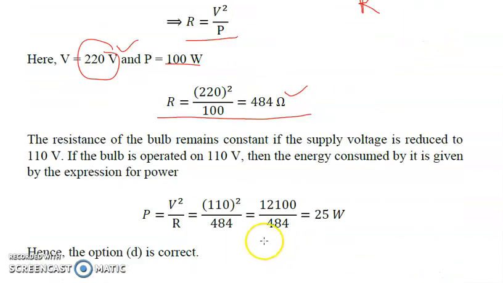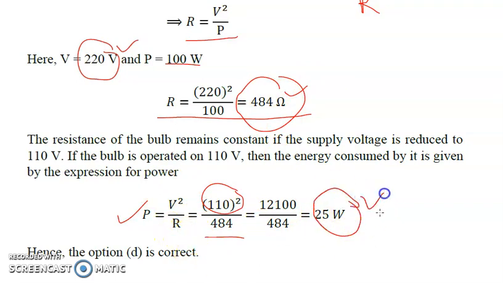So when we change the voltage, the power will again be equal to V square upon R. Voltage now has been changed to 110 and resistance we have already calculated from this formula. When we apply these two values in the equation, the final answer would come out to be 25 watt. So option number D is correct.